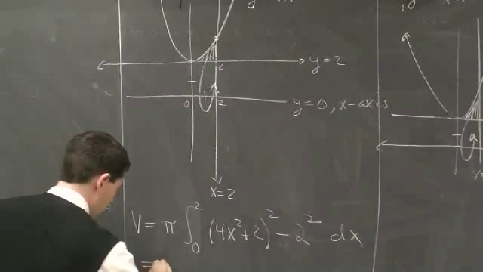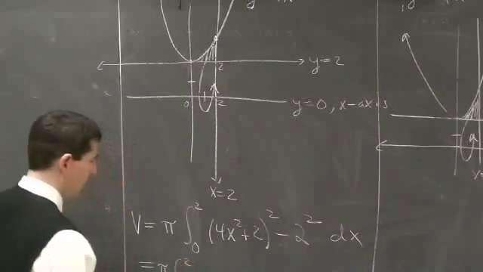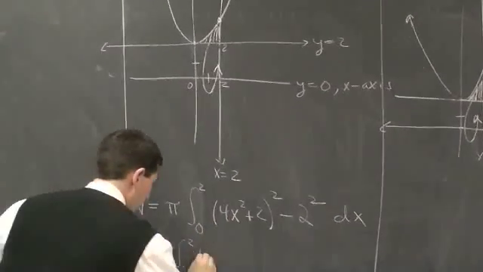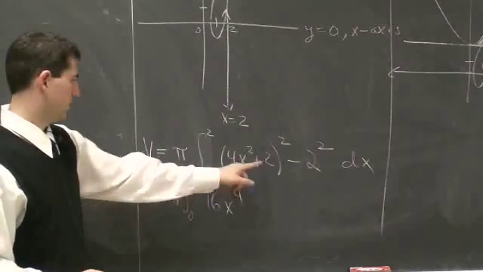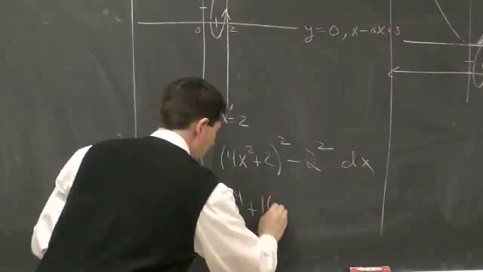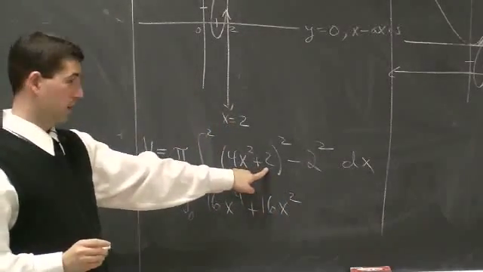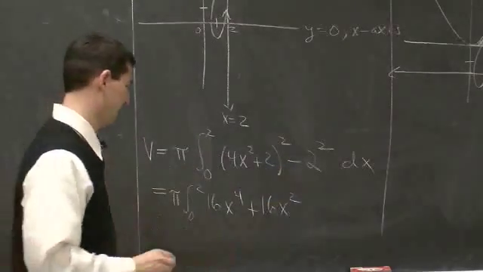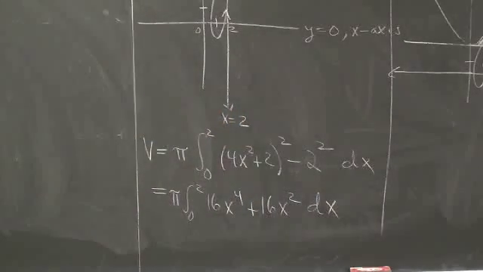Okay, so now it's just a matter of algebra. So let's see, if we square this, we're going to get 16x to the 4th plus, let's see, 2 times 2 times 4 is 16x squared, and then we get plus 4. And then we're going to minus 4. Oh, that's nice. Okay, so that just goes away.